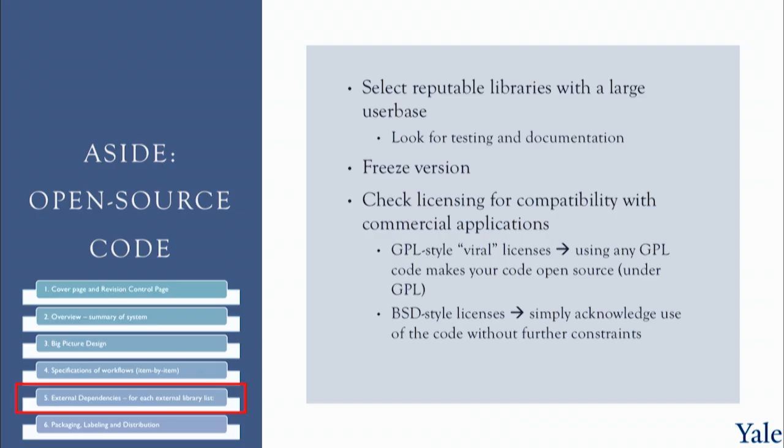There are two basic sets of libraries. There's GPL style or viral licenses. So here, when you use any GPL code, it makes your code open source under the GPL. And then there are BSD style licenses where you simply acknowledge the use of the code without any further constraints. Typically, for commercial products, you want to stay on the BSD side and avoid any kind of GPL licensed software. There are small exceptions to this rule, but that's a good general piece of advice.